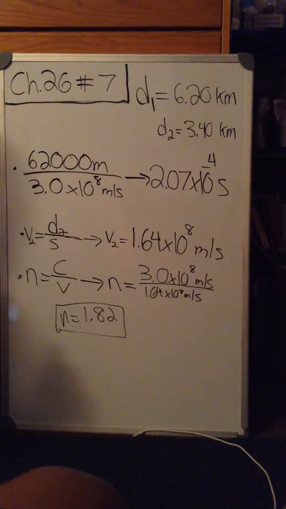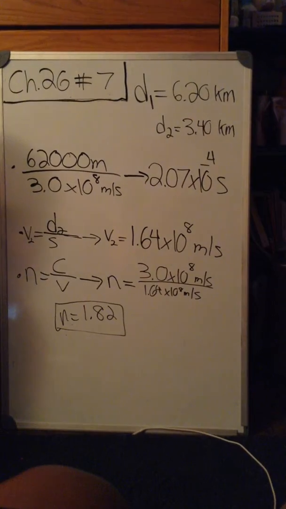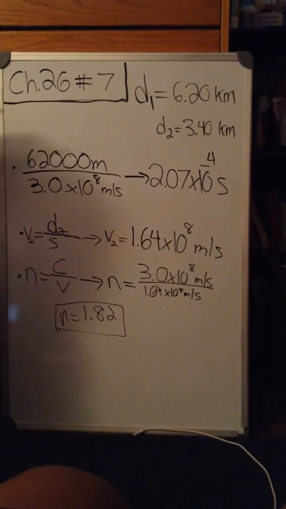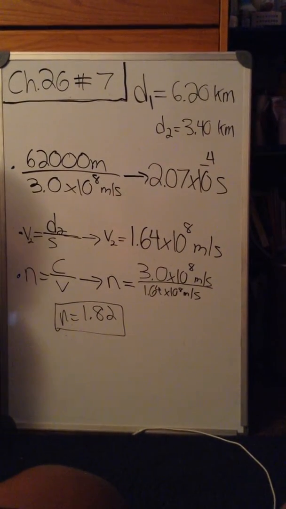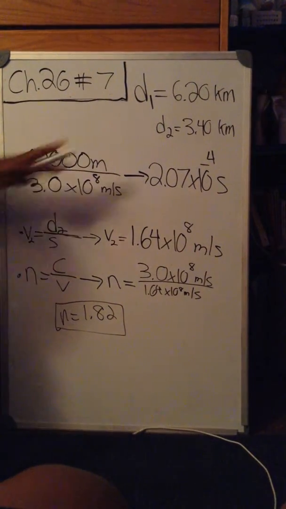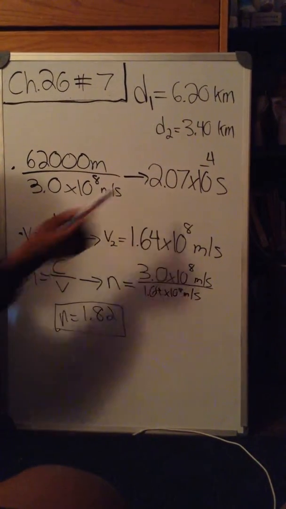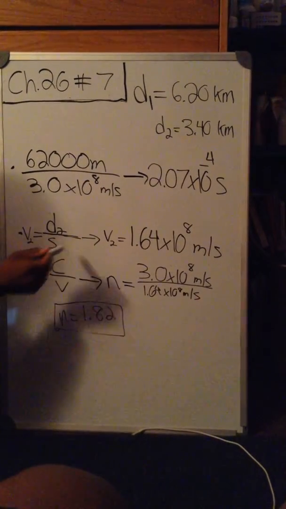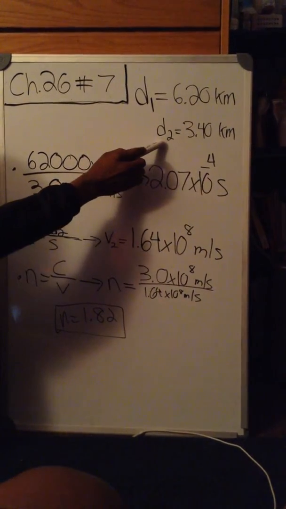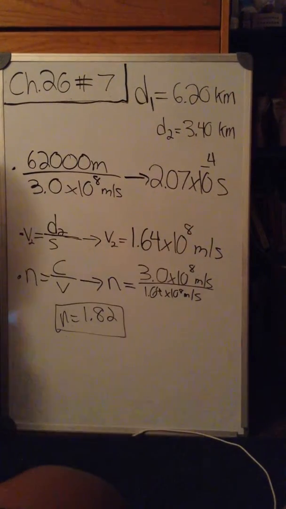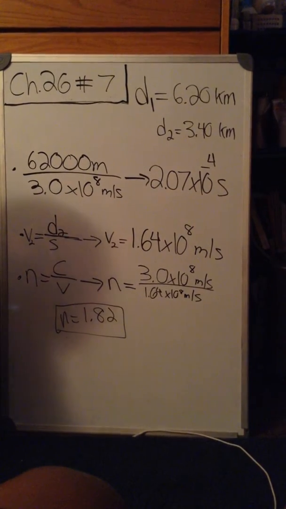When I did that, I got a value for our time of 2.07 times 10 to the negative 4 seconds. Next, what we had to do was solve for our velocity in the second part of the equation, or through our liquid media. To do that, we took our second distance, which I labeled D2, which was 3.4 kilometers, and divided that by our time to determine our velocity through that media. If you plug in the values here of our second distance and our time, you get a value for a velocity of 1.64 times 10 to the negative 8 meters per second.